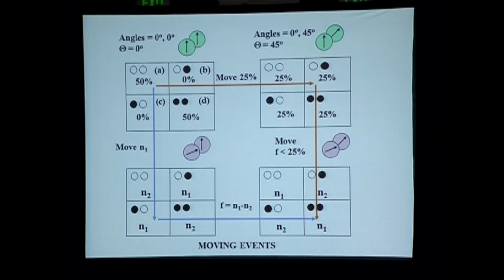If we follow the red arrows around, the logic will tell us that if we assume that quantum mechanics is obeyed and the result is compatible with quantum mechanics, the fraction of events changed from coincidence in the upper left to null events in the lower right, that fraction must be less than 25%. If we follow the blue arrows around, the logic tells us that that fraction F is constrained by the difference in N1 and N2, which are the two new probabilities due to local causality.